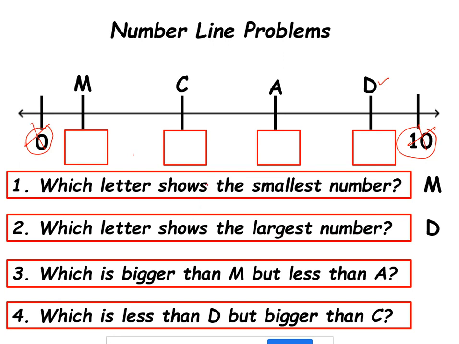Which is bigger than M but less than A? It's bigger than M but less than A. And that is C.